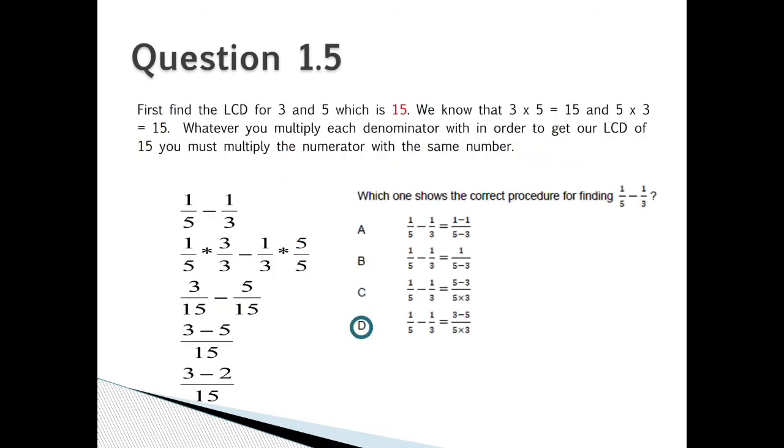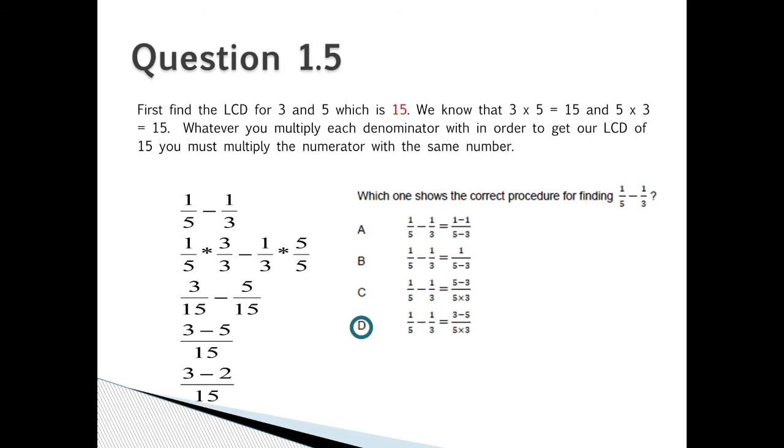You need to find the lowest common denominator for 3 and 5, which is 15. We know that 3 times 5 is equal to 15 and 5 times 3 is equal to 15. Whatever you multiply each denominator with in order to get to our lowest common denominator of 15, you must multiply the numerator with the same number.